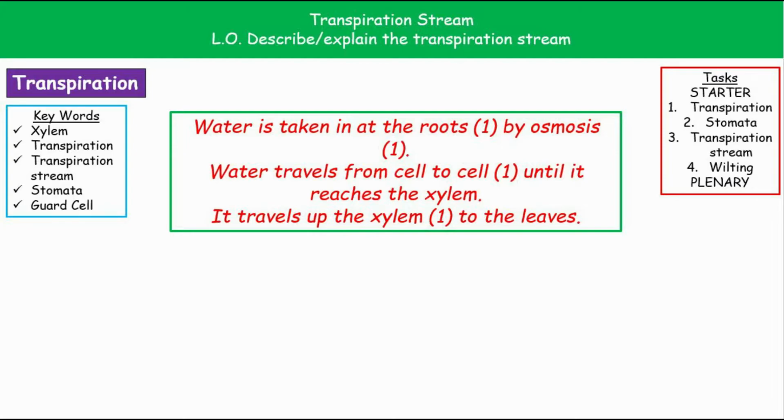I'd hope that we got 3. I think that the water travelling from cell to cell in the roots, maybe that was the tricky one in there. But give yourself a mark out of 4 for that section. If you didn't get all of those, I'd suggest you take a minute now to write down those 3 sentences.